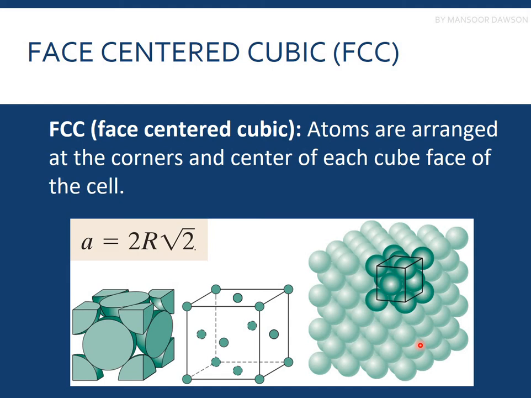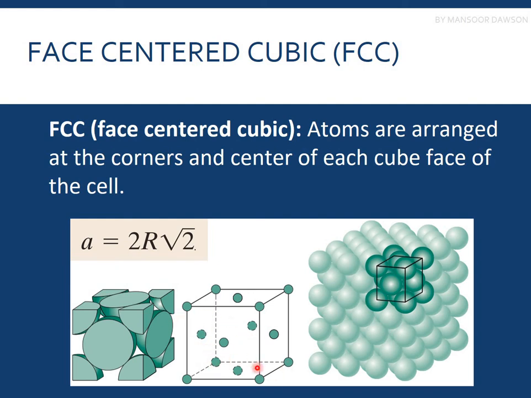So now let's start with face-centered cubic, that is FCC, very common. In FCC, atoms are arranged at the corners and the center of each cube face of the cell. So we have one atom at each corner. We have 8 corners of a cube. We are discussing the cubic system over here. So we have a cube, and it is face centered. That means we would have one atom at each face as well.